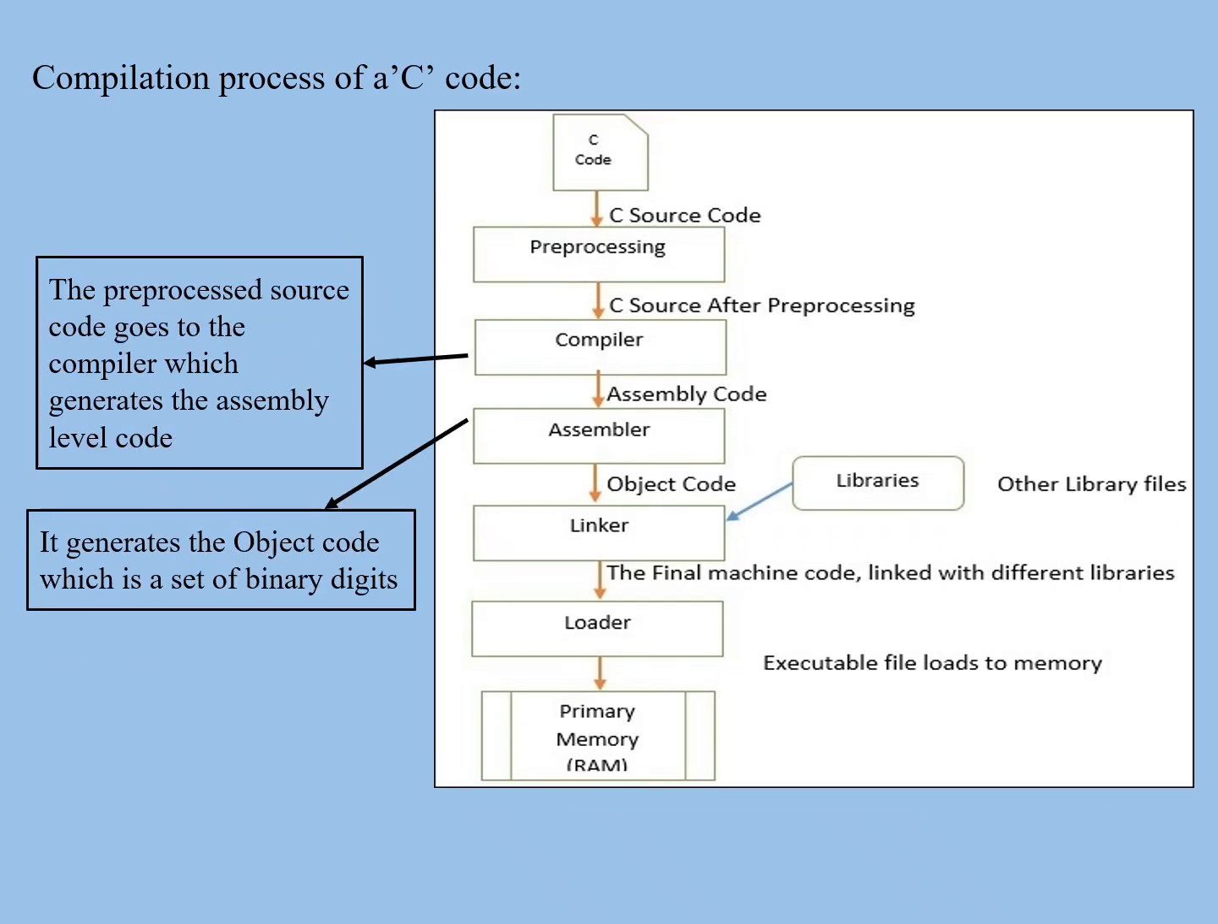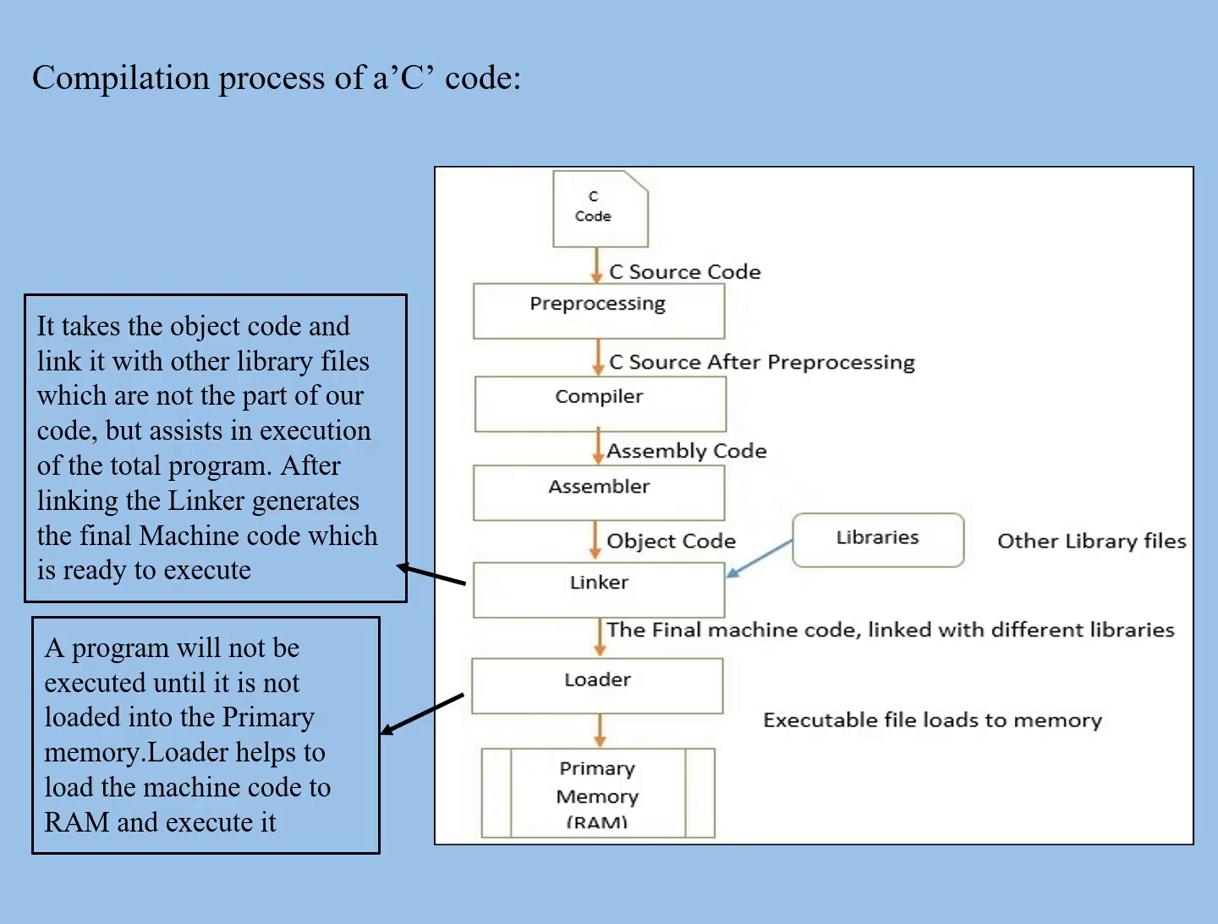The next stage is the compiler stage, wherein the preprocessed source code goes to the compiler, which generates the assembly level code. Next stage is the assembler. It generates the object code, which is a set of binary digits. Then the linker takes the object code and links it with other library files which are not part of our code but assist in execution of the total program. After linking, the linker generates the final machine code which is ready to execute.